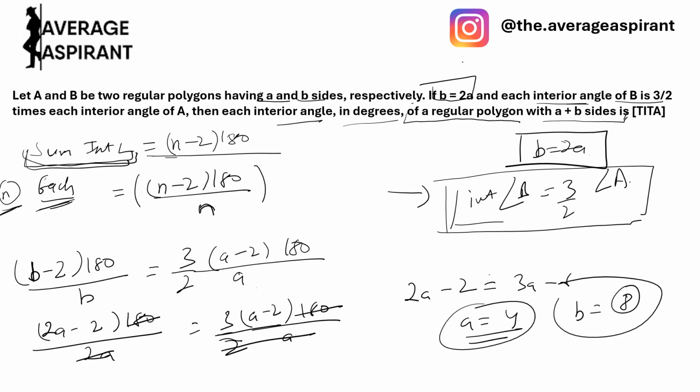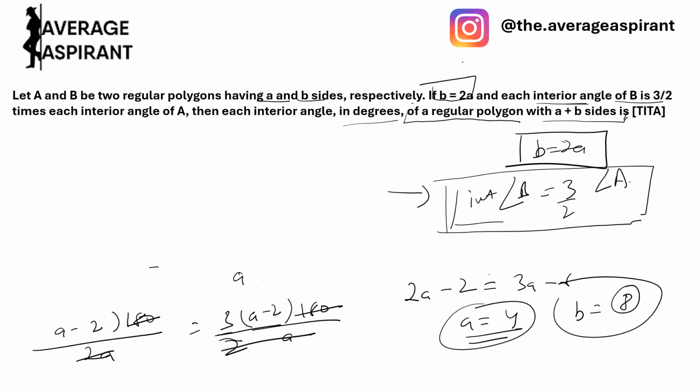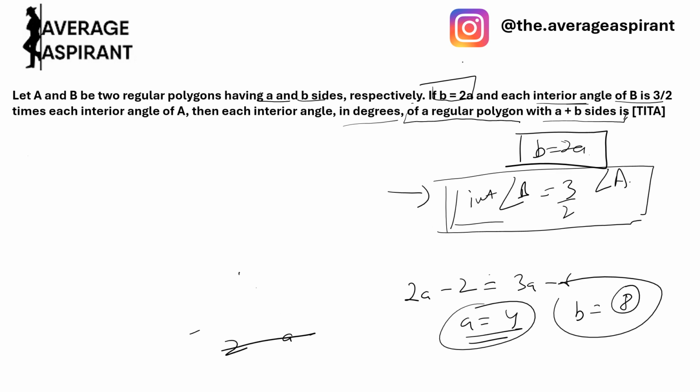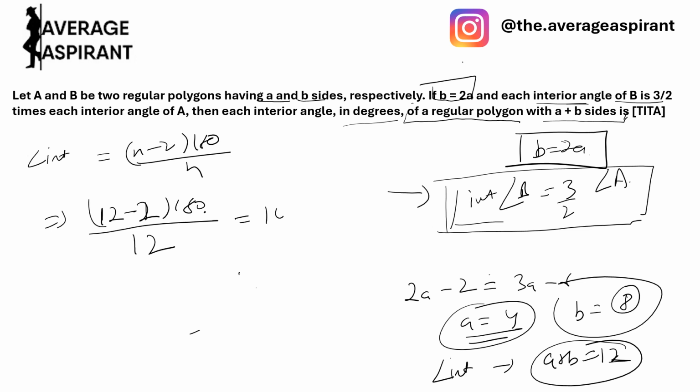Now, what is the question saying? We need to find the interior angle in degrees of a regular polygon with A plus B sides. So if A is 4, B is 8, what is A plus B? A plus B is 12. So we need to find the interior angle of a polygon having 12 sides. What was the formula for interior angle? It was n minus 2 into 180 by n. So we would do 12 minus 2 into 180 by 12. This is 10 by 12 into 180.